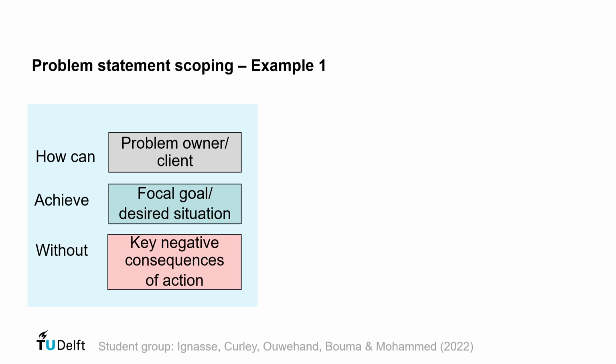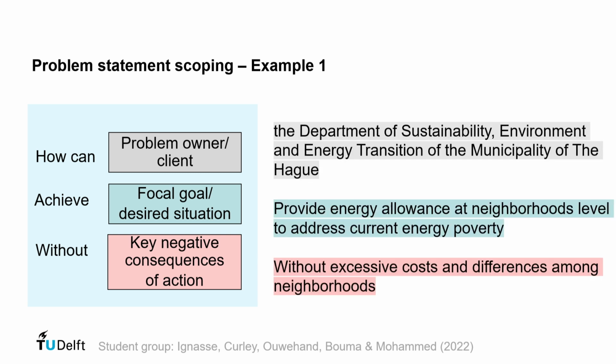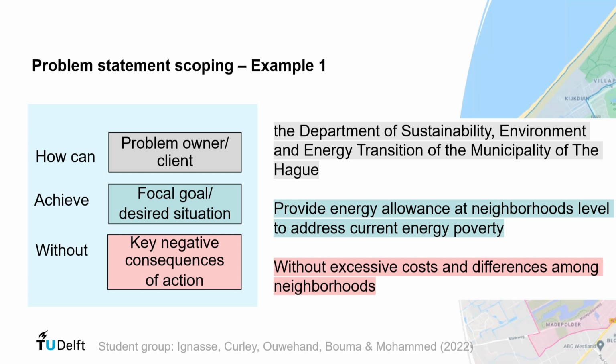Based on the research students did to understand the problem, they proposed the following problem statement. How can the Department of Sustainability, Environment and Transition of the Municipality of The Hague provide energy allowance at neighborhood level? The aim is to address energy poverty without incurring excessive costs and differences among neighborhoods. This problem statement takes The Hague as the geographical scope and the current energy poverty percentages as the temporary scope. Yet, this scope may be redefined in the next step.